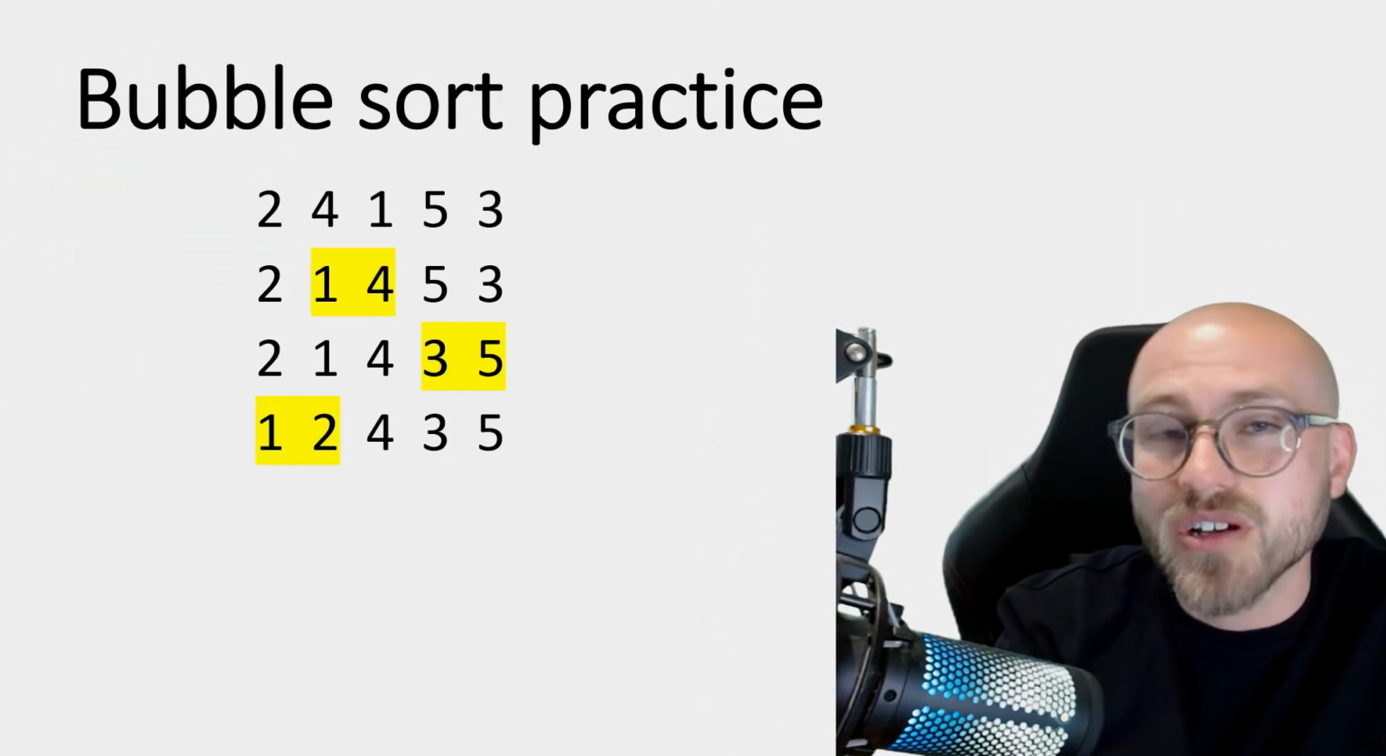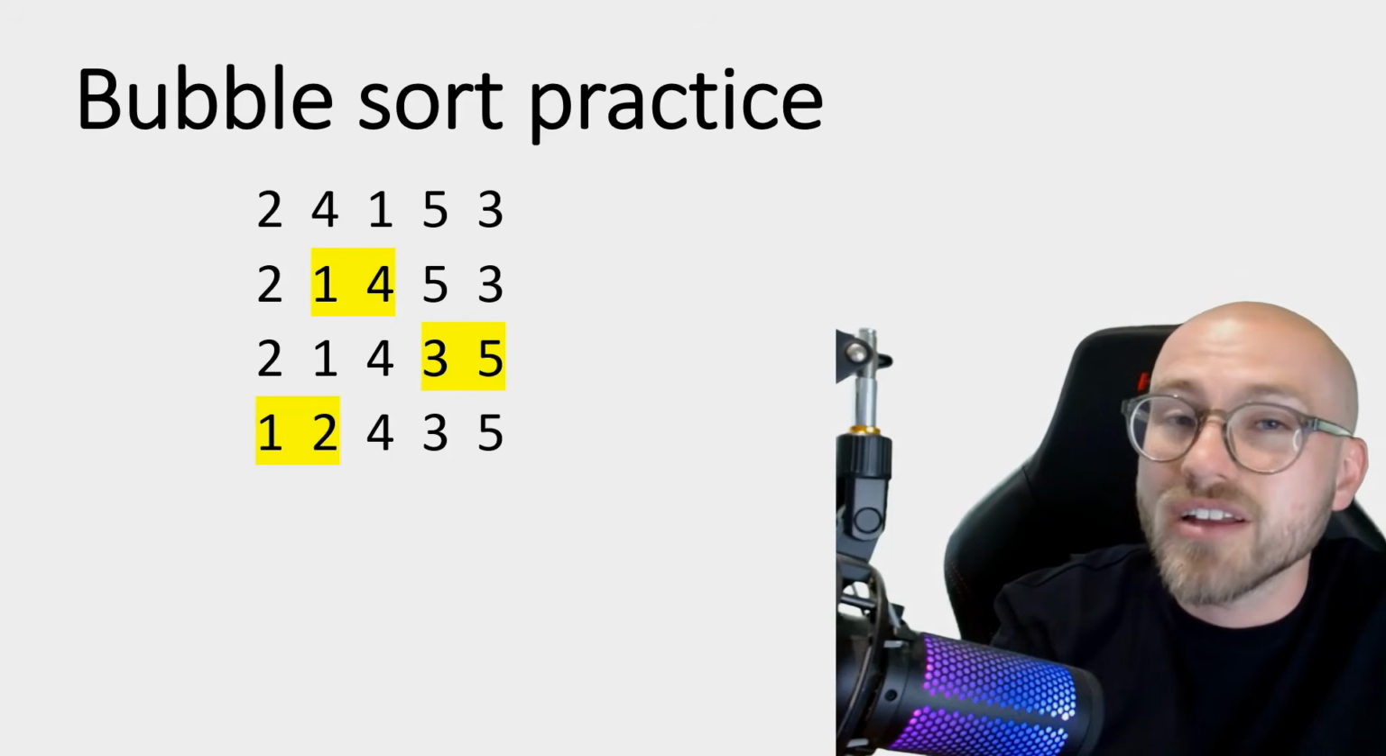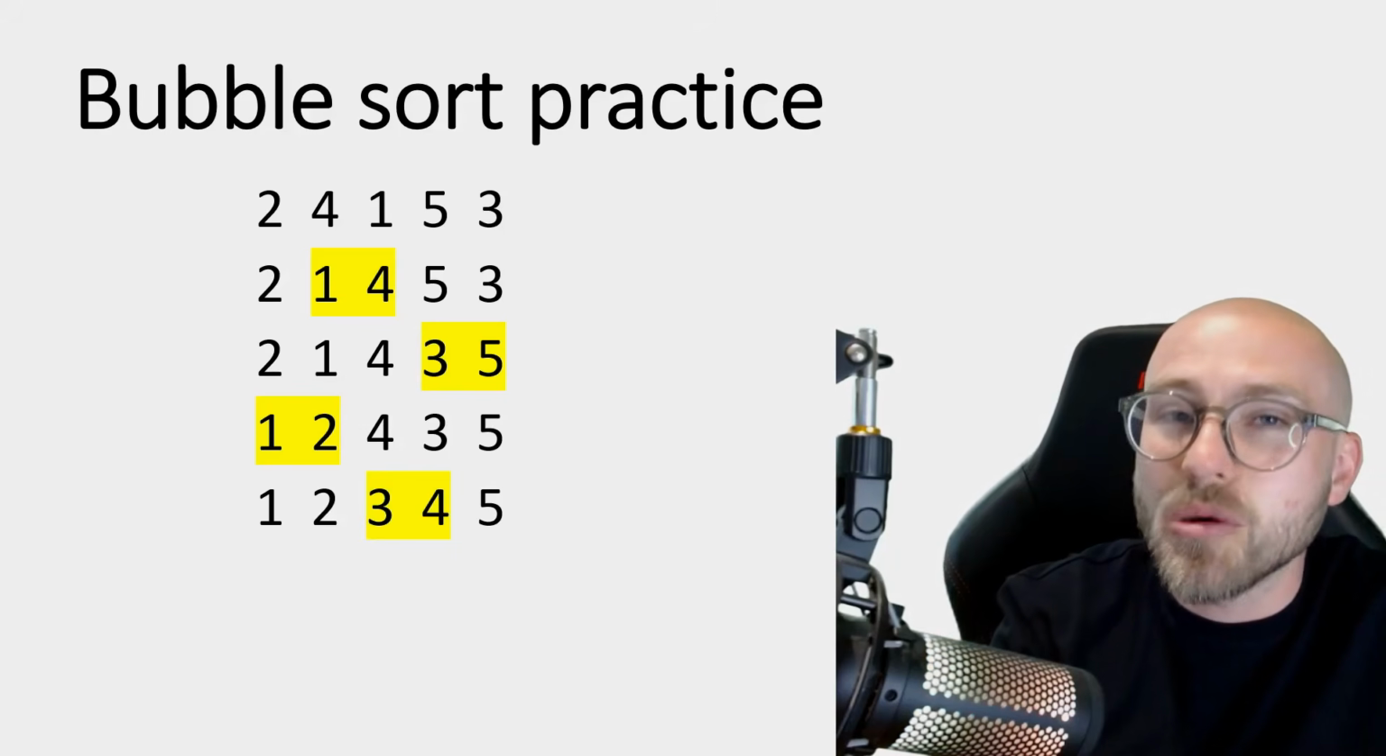There's no swap because 4 is larger than 2. 4 then gets compared to 3. They're going to swap because 4 is larger than 3. And our data is sorted using a bubble sort.